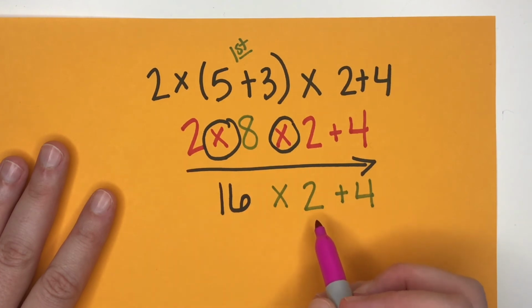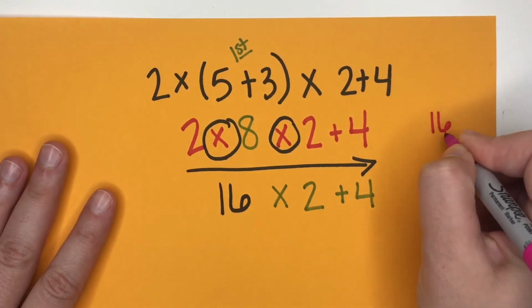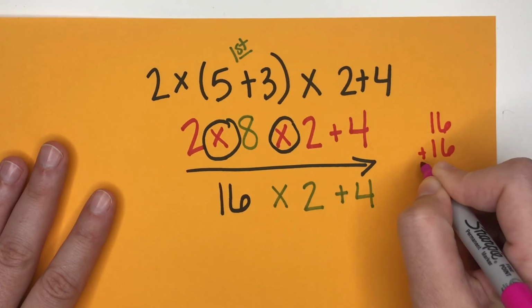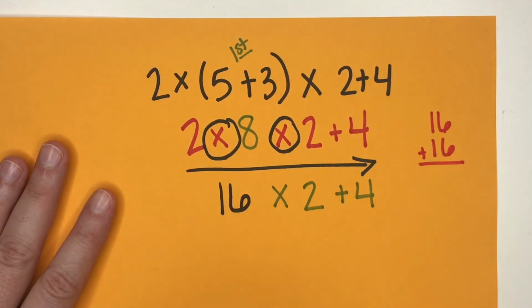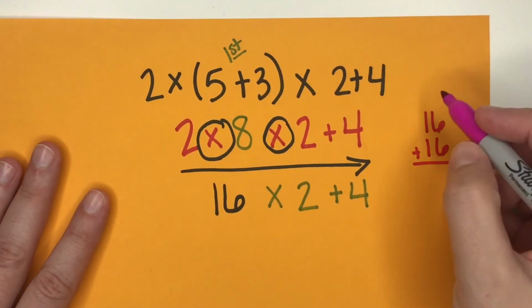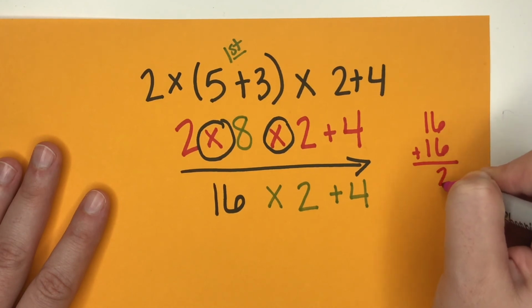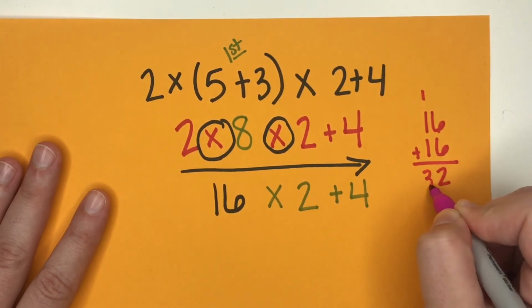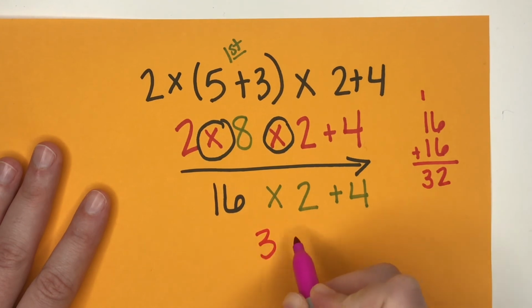Well, 16 times 2, if I don't know it off the top of my head, I can do 16 plus 16, because multiplication is also a repeated addition. So I have 6 plus 6, which is 12. Carry my 1, and I have 32. I have 32 as my answer.